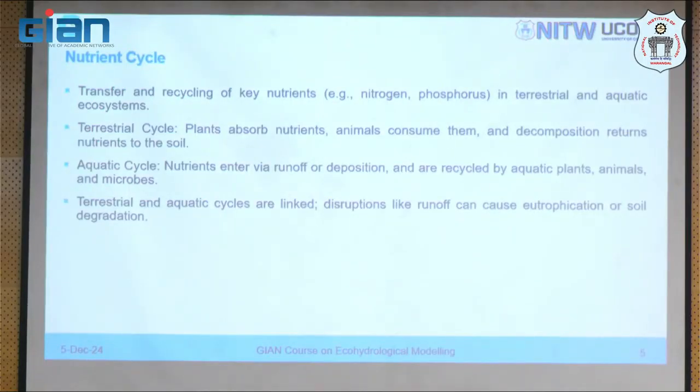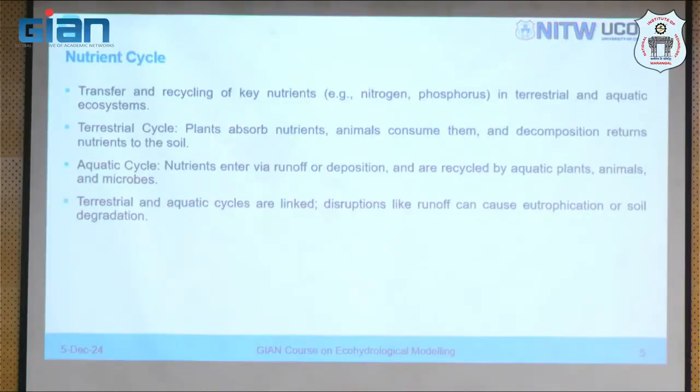In the terrestrial cycle on the land, plant absorbs the nutrients, animals consume them, and decomposition of plant and animals returns the nutrients to the soil. That is the entire cycle. Plants take it from the environment, from the soil and the atmosphere, animals consume them, and then when both of them die, the nutrients come back into the soil or the atmosphere again.